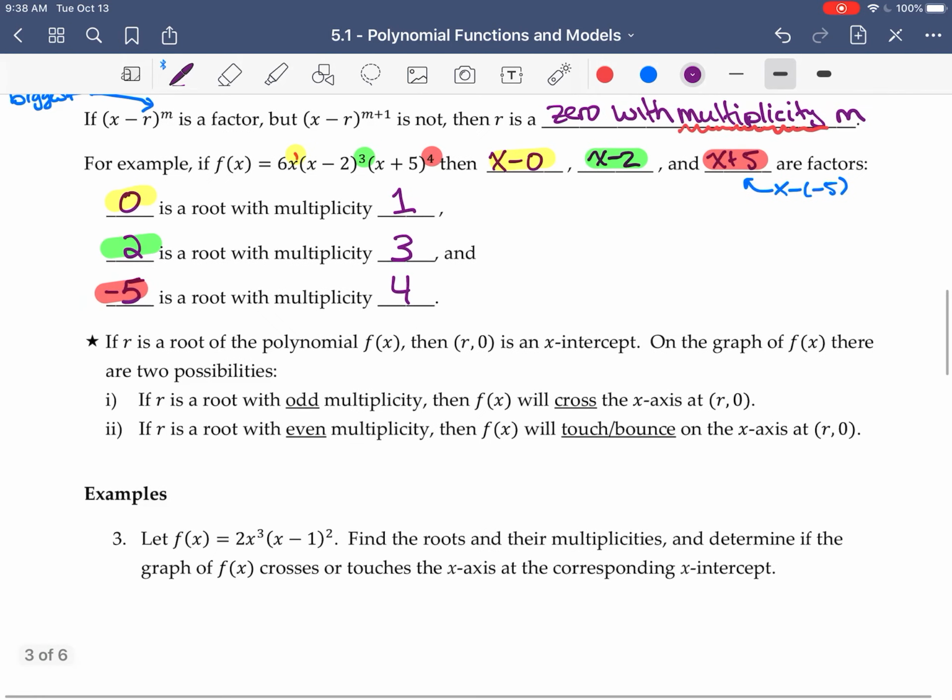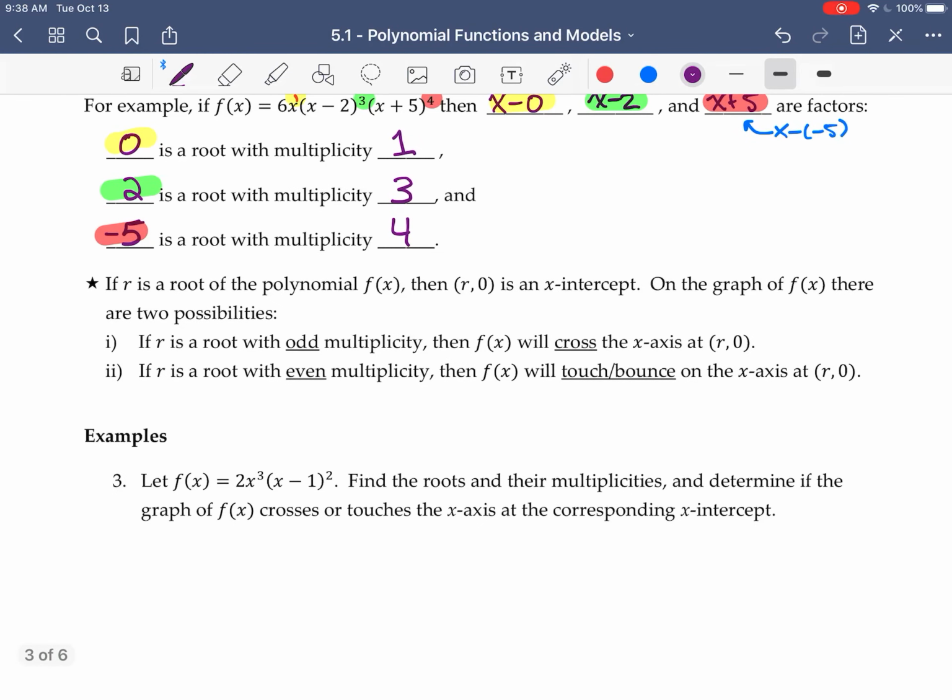So if r is a root of the polynomial, then, like we mentioned, (r, 0) is an x-intercept on the graph. There are two possibilities that could happen when you meet an x-intercept. You either cross the x-intercept or you just bounce off of it. This happens when your multiplicity is odd versus when it's even. So maybe I'll just draw a little picture here.